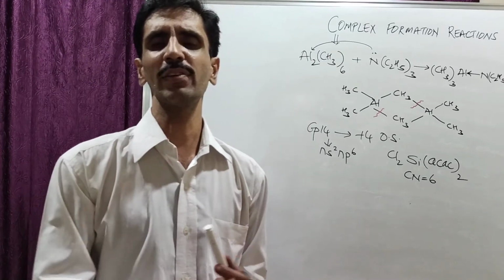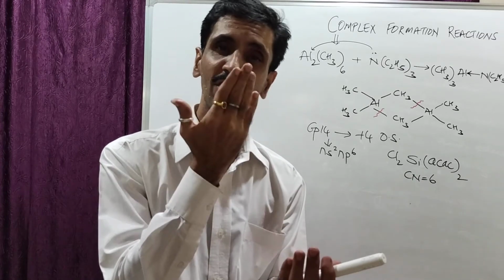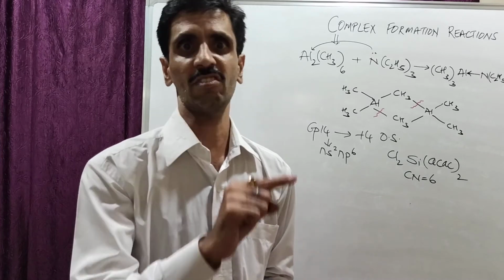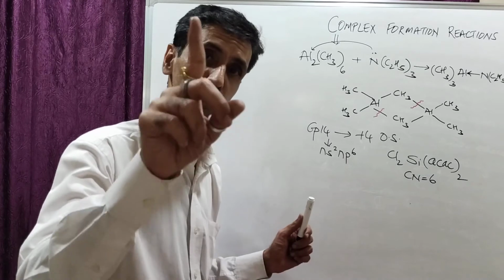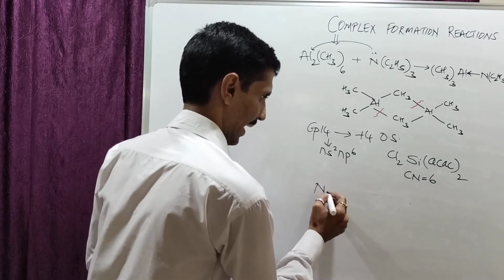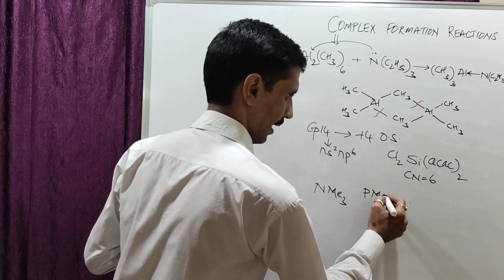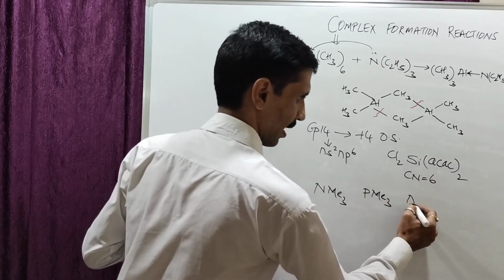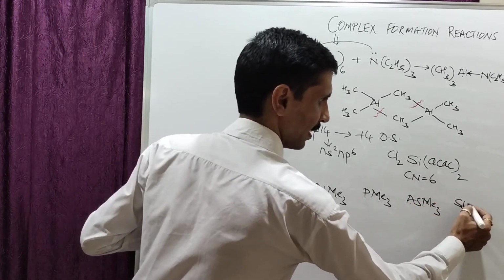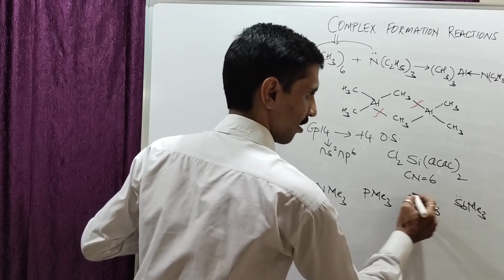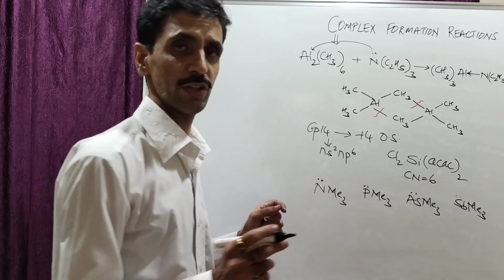Alright, so this was, my dear friends, about group 14. Now we'll just talk about the character of a Lewis base. Lewis base means electron rich. So I'll give you some examples with respect to group 15. We have NMe3, next we have PMe3, next AsMe3, and SbMe3, each of which has one lone pair of electrons.